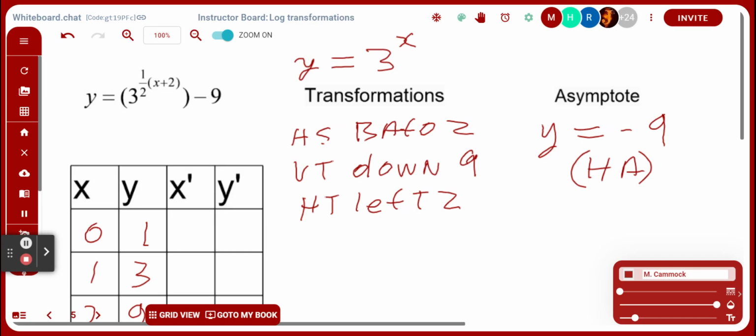For which one? For the exponential ones? For logs? Oh, for logs. It's whatever makes the log zero. So set whatever you take the log of equal to zero. No, there aren't. And in fact, I'll just show you very quickly.